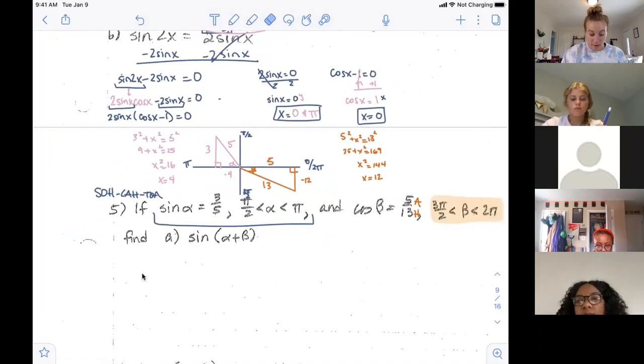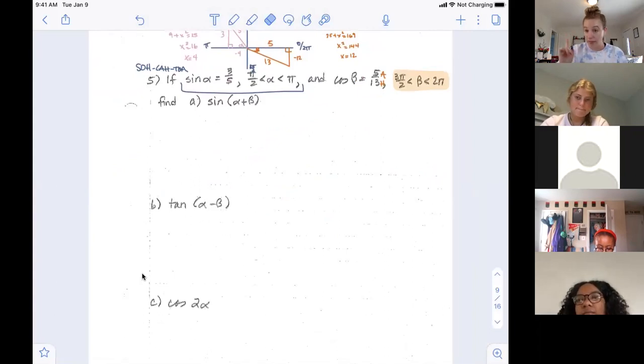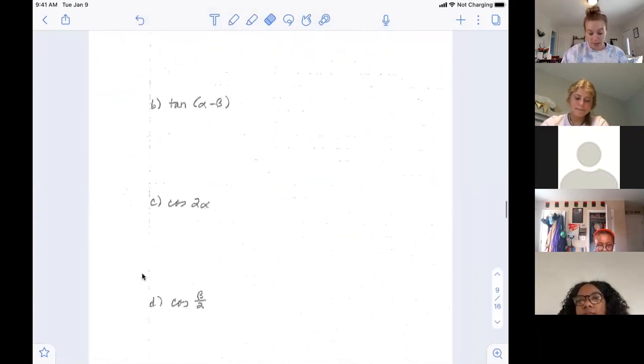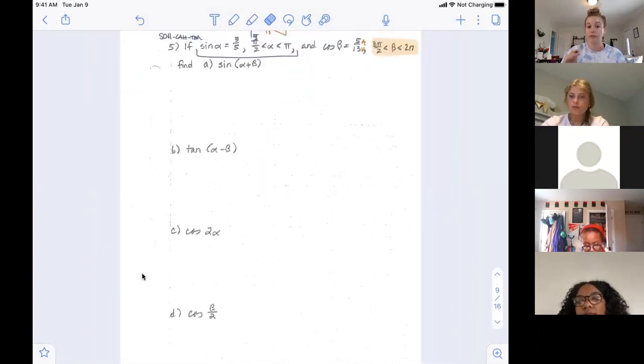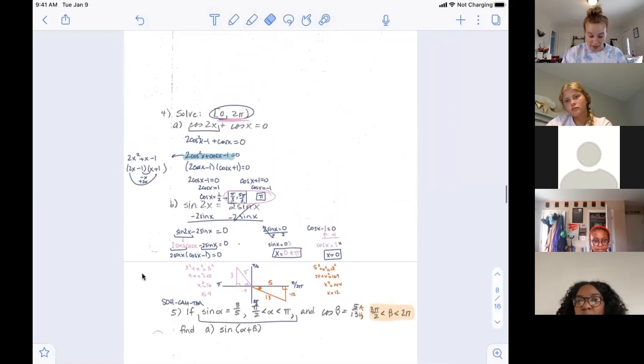Okay. Now, all of these say find, and they're basically our equations or our formulas that we learned back in 5.3 and 5.4. So sine of alpha plus beta, that's a sum and difference formula. Tangent of alpha minus beta, another sum and difference formula. Cosine of 2 alpha, that's a double angle. Cosine of beta divided by 2, that's a half angle. So all four of these have special formulas that we're just going to scroll up in our notes and find. If you have nice, pretty organized notes, you might be able to just cut and paste. Mine are not that nice.